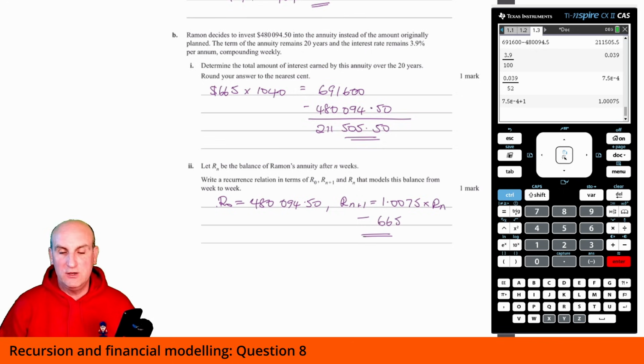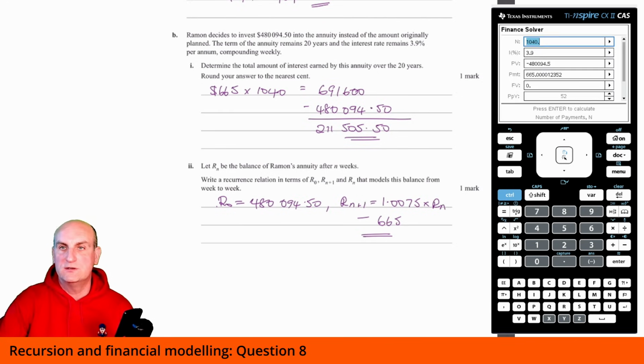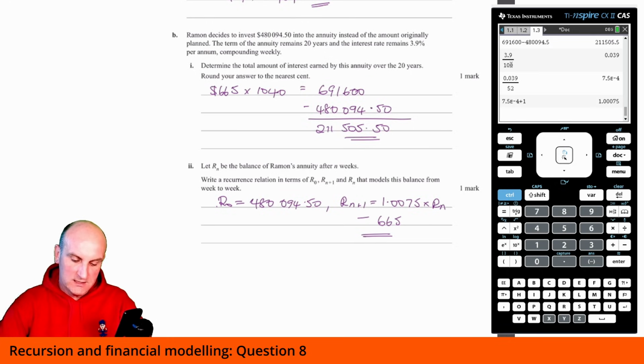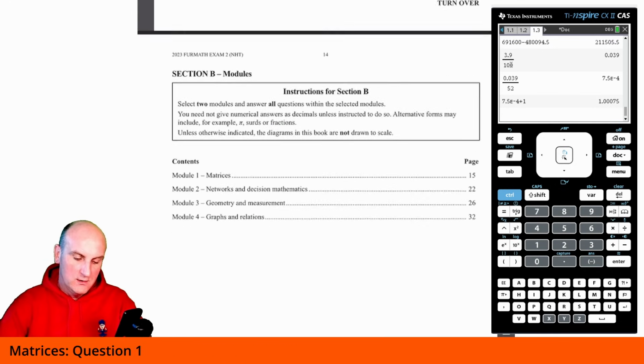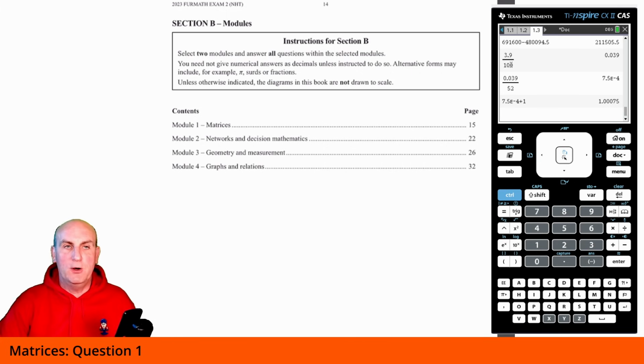And there we go. Now, again, you could have written that last part out in a straight line, but I'm fairly sure that's my right answer. I'm just going to go back to my financial solver just to make sure it was 665. It is indeed. And there we go. That's what I think the answers are for those questions. Finished. All right, now we're moving on to the modules.